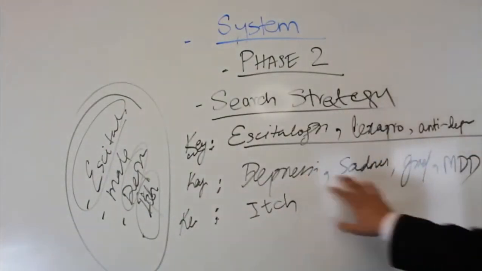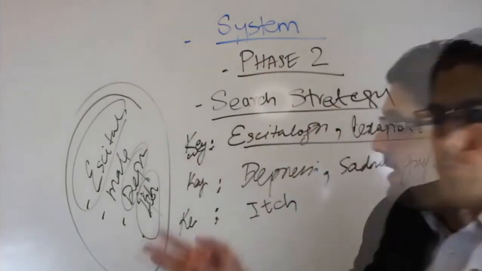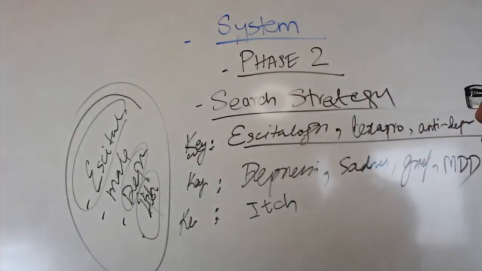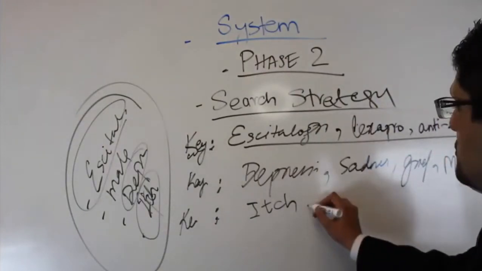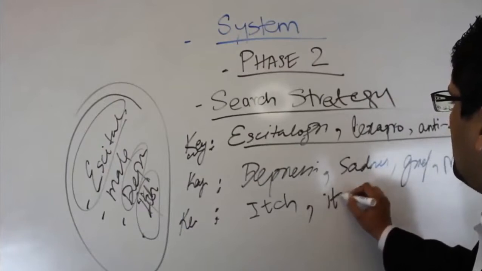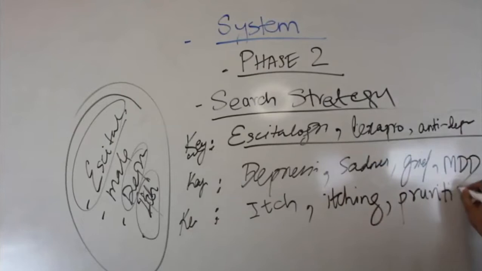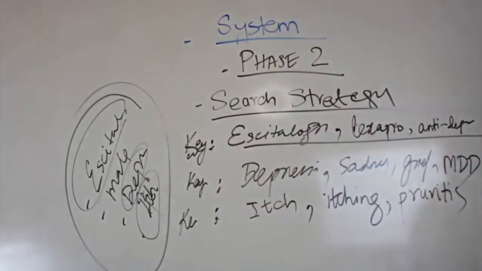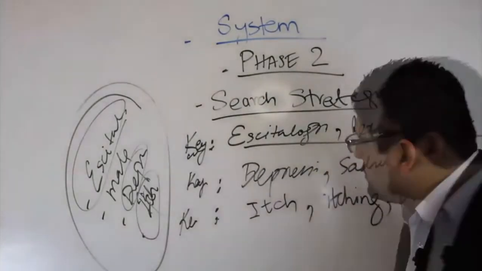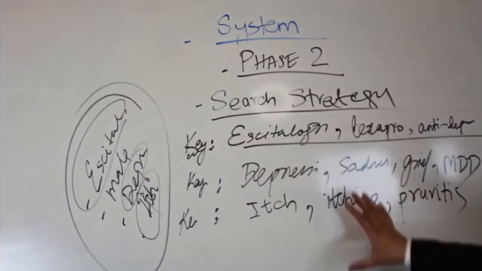So I have 5 keywords related to depression. I have 5 keywords related to escitalopram, or maybe 3. And I have 3 or 5, maybe 4 keywords related to itch, as much as I could think. Let's say for itch, I could only find itching, pruritus. So I could only find these keywords that can help me find papers. So these will be my searching keywords. But are these enough?